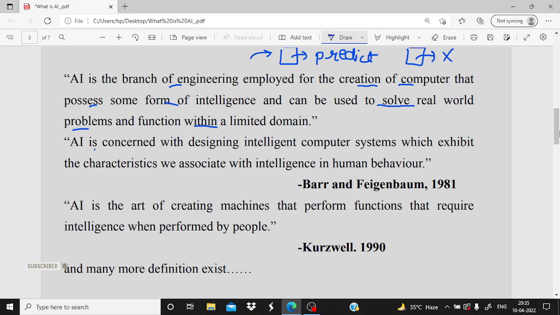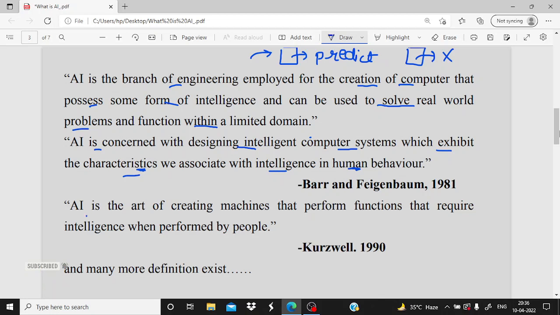The next definition: AI is concerned with designing intelligent computer systems. We are designing computer systems that exhibit the characteristics we associate with intelligence in human behavior. So what we are saying in this type of definition is that we are putting the characteristics that are termed intelligent in human behavior, like the power of thinking, understanding, or solving ambiguities, into a machine or computer system, and then we consider it intelligent.